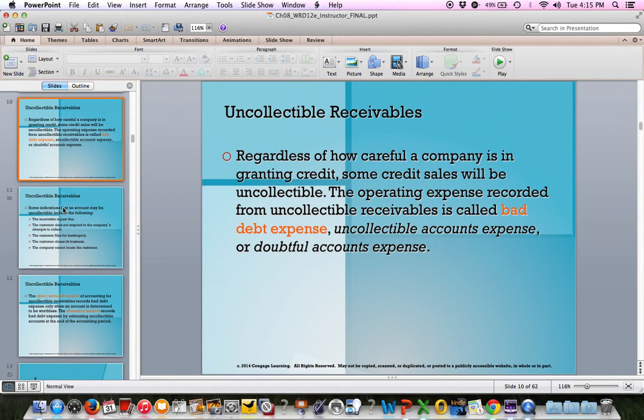It says regardless though of how careful a company is in granting credit, basically it's safe to assume that no matter what, even if you do the best you possibly can to only grant credit to credit-worthy businesses or individuals, you're still going to have some percent of your collectibles go bad, and we just call that bad debt expense, or also possibly uncollectible accounts expense or doubtful accounts expense, just anything like that. But typically you're probably going to hear it called bad debt expense more than anything else.